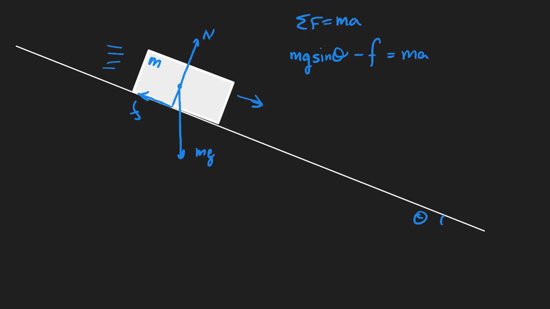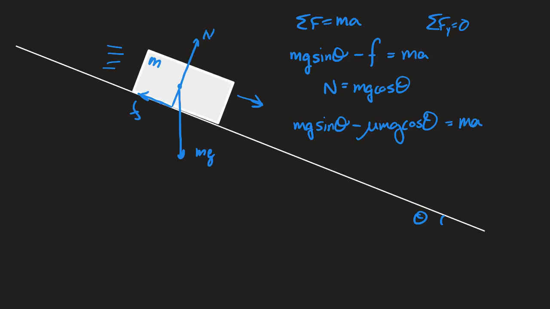Now, we can go further. We know that if this is kinetic friction, then the net force in the y direction equals 0, suggesting that the normal force will be equal to mg cosine theta. You guys have studied this. So I could ultimately say mg sine theta minus mu mg cosine theta equals ma, putting in there that friction equals mu times the normal force.